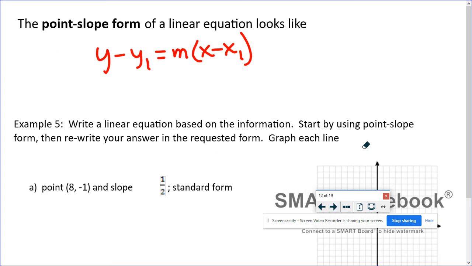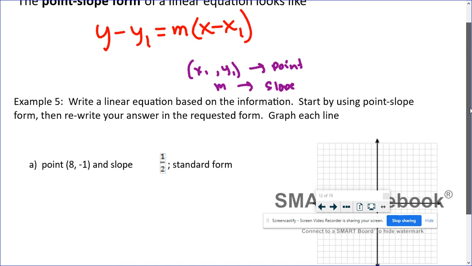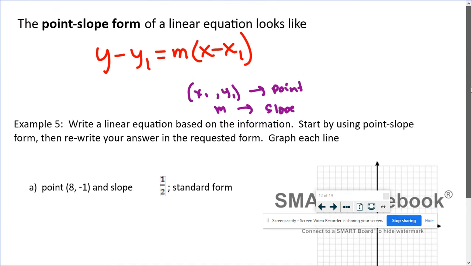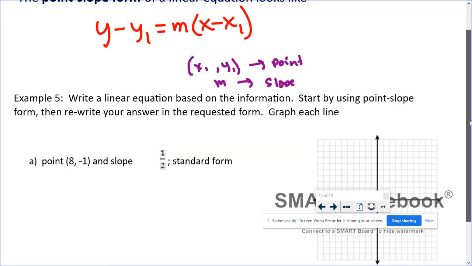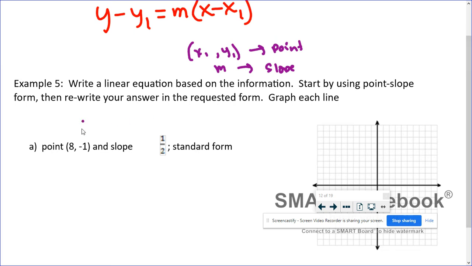The last form that we're going to talk about is point-slope form. Point-slope form is y minus y1 is equal to m times x minus x1, where (x1, y1) is a point, and the m is the same m we've been talking about, which is the slope. If I want to write an equation in point-slope form that has this point and this slope, I can use point-slope form.